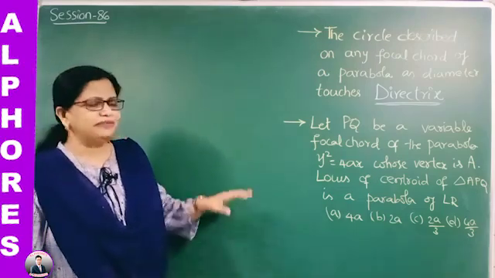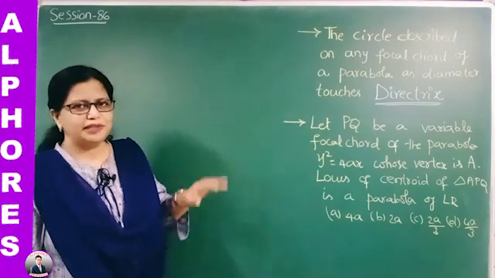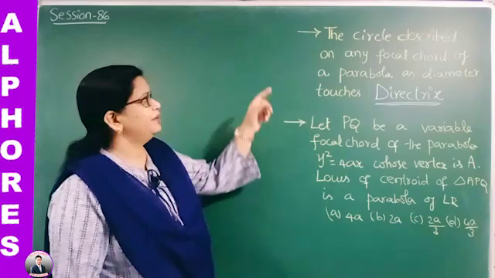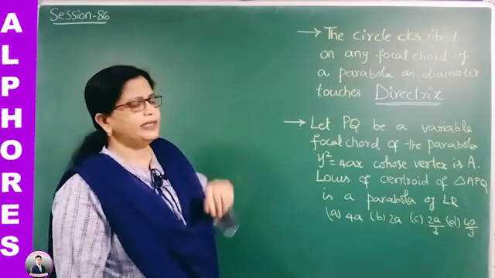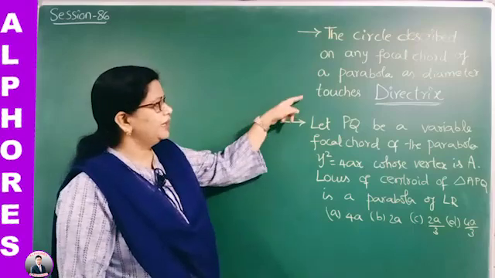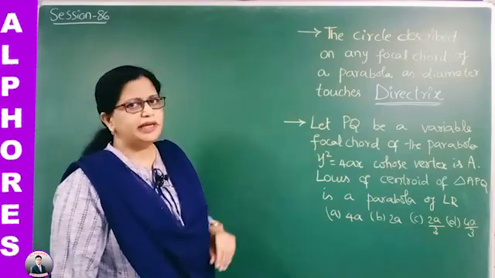In the previous session we discussed some properties of focal chord, definition, everything. Still some are left. Now read this one: the circle described on any focal chord of a parabola as diameter touches the directrix.